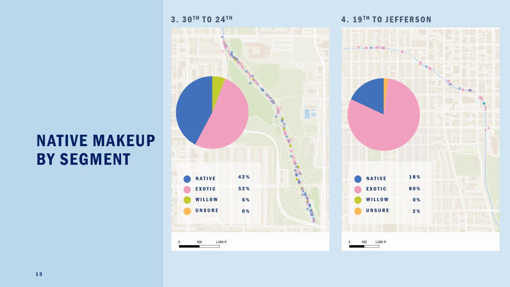Moving into Amazon Park, there's more human interaction with the creek here, and we see a shift to exotics winning out over natives. We also see willow start to be a really big presence. 19th to Jefferson is the concrete segment, so almost entirely really tough species, most of which tend to be invasives. A lot of this was blackberry.